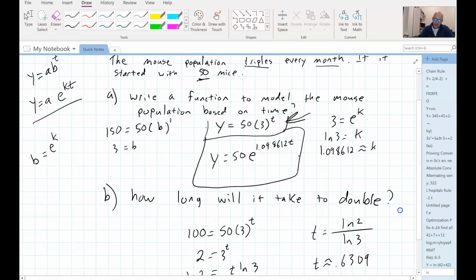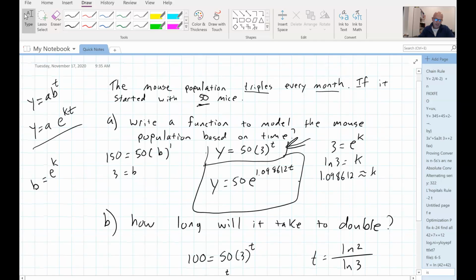Now let's just play around a little bit. What if, instead of saying the mouse population triples every month, let's say the mouse population triples every 2 months. How does that change anything? Well, that means down here that this would be a 2, but everything else is going to be the same, right? Because I'm still tripling. So I'm going from 50 to 150, that's a tripling. And this is b to the second power now because it takes 2 months for it to triple.